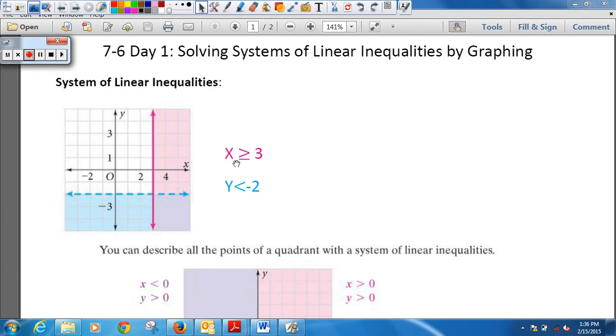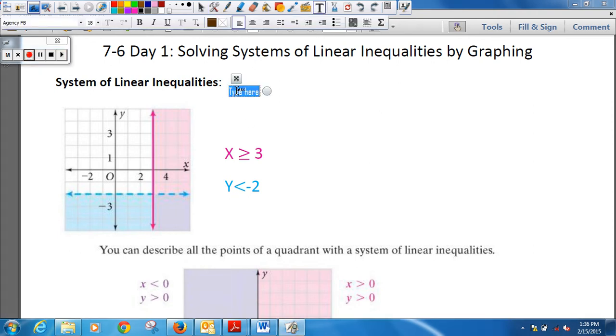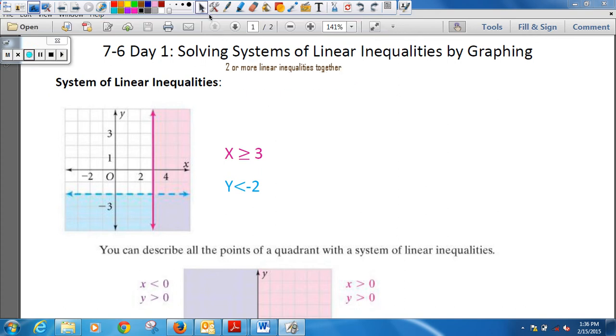Okay, today's lesson we will be still doing linear inequalities, but this time they're going to be a system. A system then is two or more linear inequalities together. So it's similar to when we did a system of linear equations, it's just both of them are inequalities now.